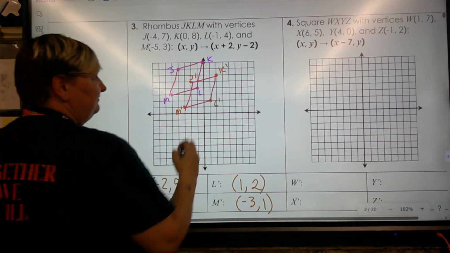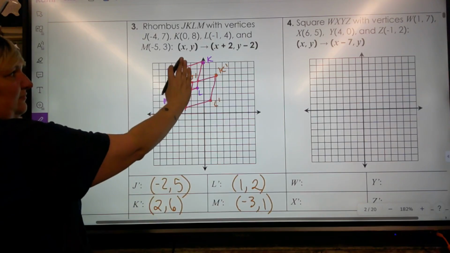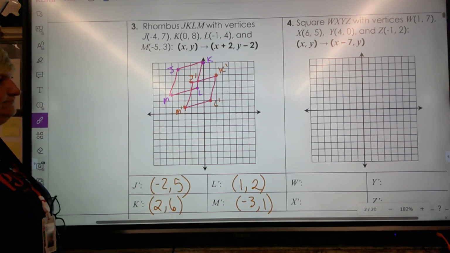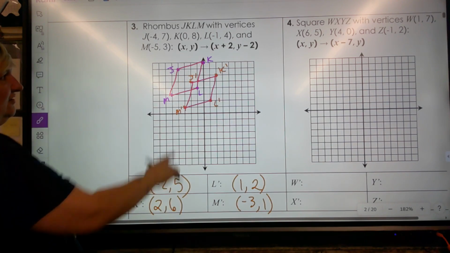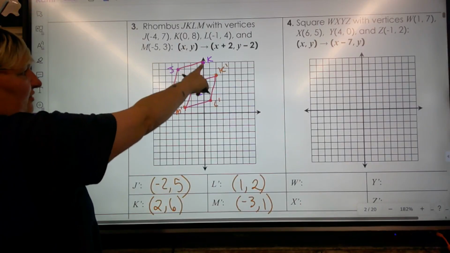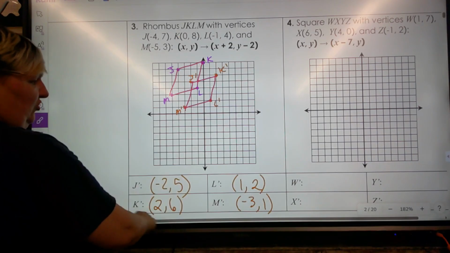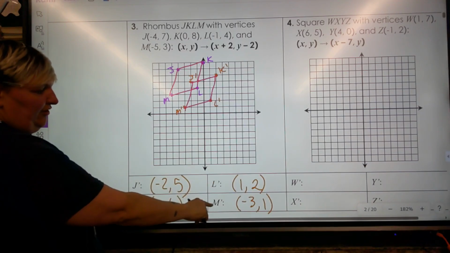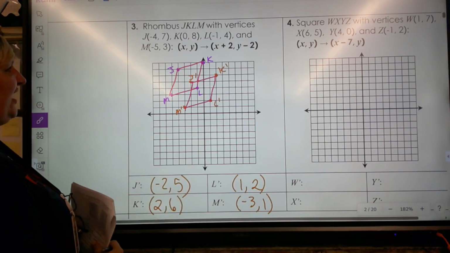Same shape. We just picked it up and we moved it 2 to the right and 2 down. That's it. This is your pre-image, right? JKLM. And this is your image, your after, because it has J prime, K prime, L prime, M prime. That's how you know it's your after.